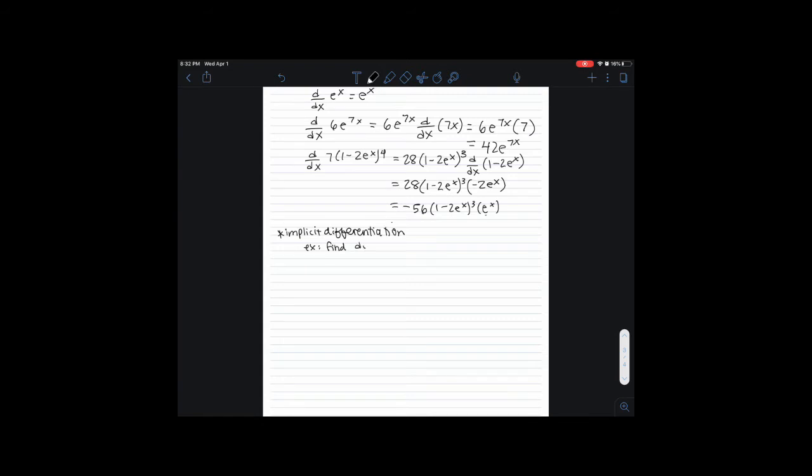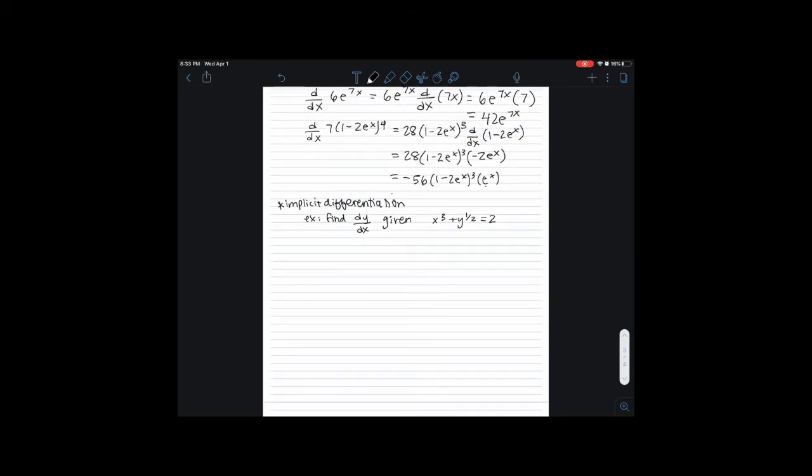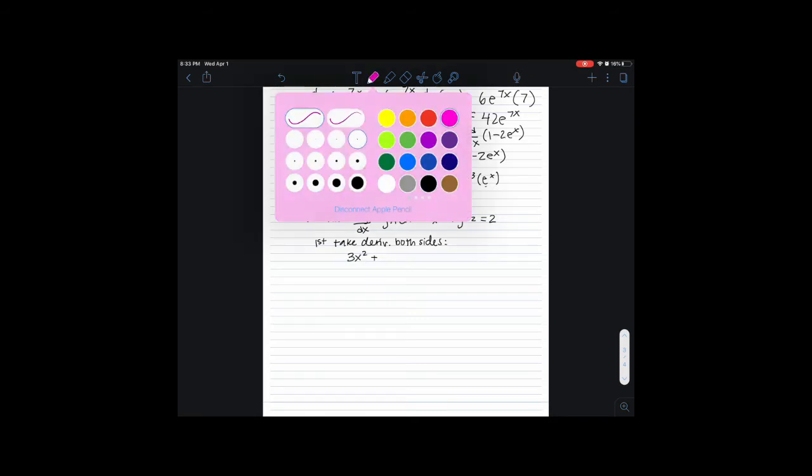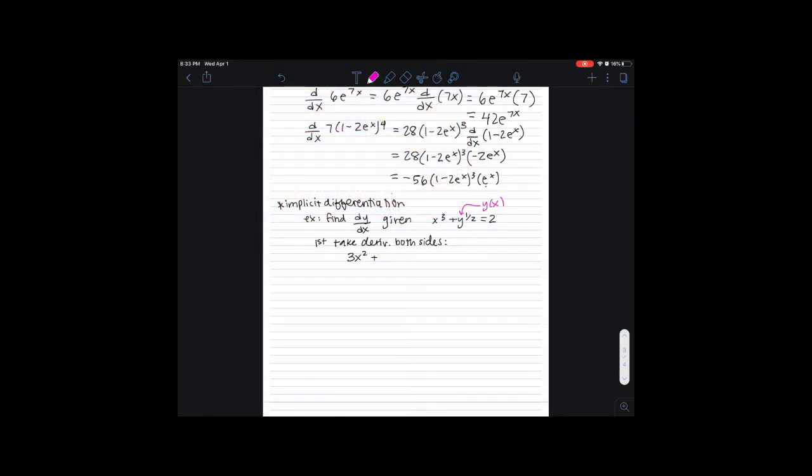So I want you guys to find dy dx given x cubed plus y to the 1/2 equals 2. Okay, so I would need to first take the derivative of both sides. Which gives me 3x squared plus, now remember, we're thinking of y as a function of x, right? So this is actually y of x to the 1/2. So we're going to have to use the chain rule.